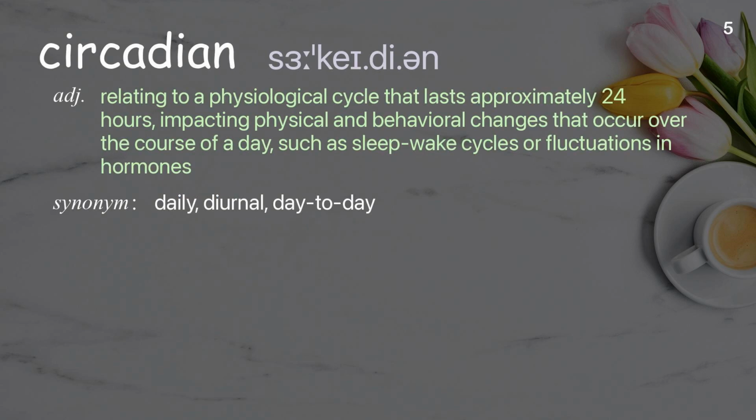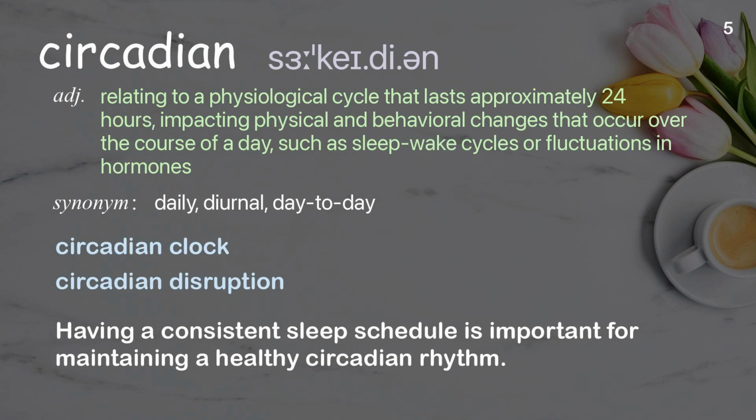Circadian. Relating to a physiological cycle that lasts approximately 24 hours, impacting physical and behavioral changes that occur over the course of a day, such as sleep-wake cycles or fluctuations in hormones. Examples: Circadian clock. Circadian disruption. Having a consistent sleep schedule is important for maintaining a healthy circadian rhythm.